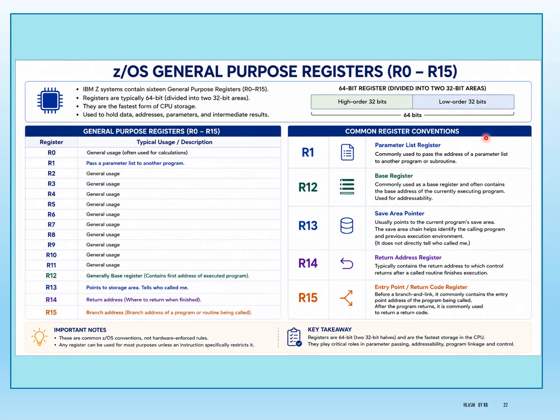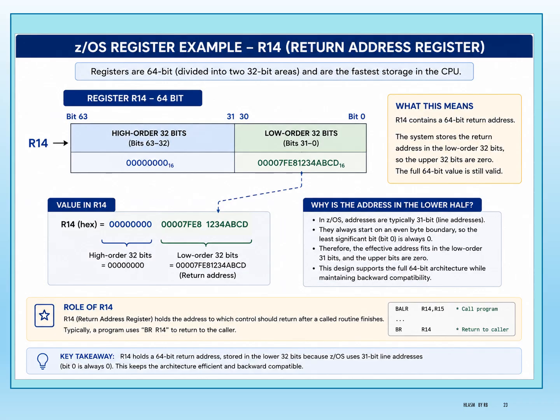As I said, they are 64-bit and they play a very critical role in our entire program. Let's open one of the registers. Let us take R14 for example. This is the return address register. As I said, all the registers are 64-bit, but the address itself will be only in the low order 32 bits, and the high order will be zeros.